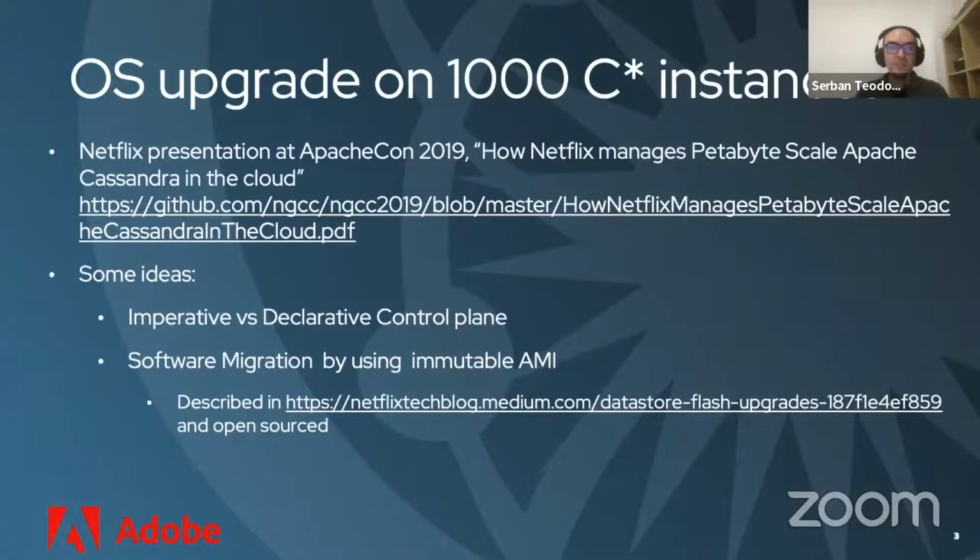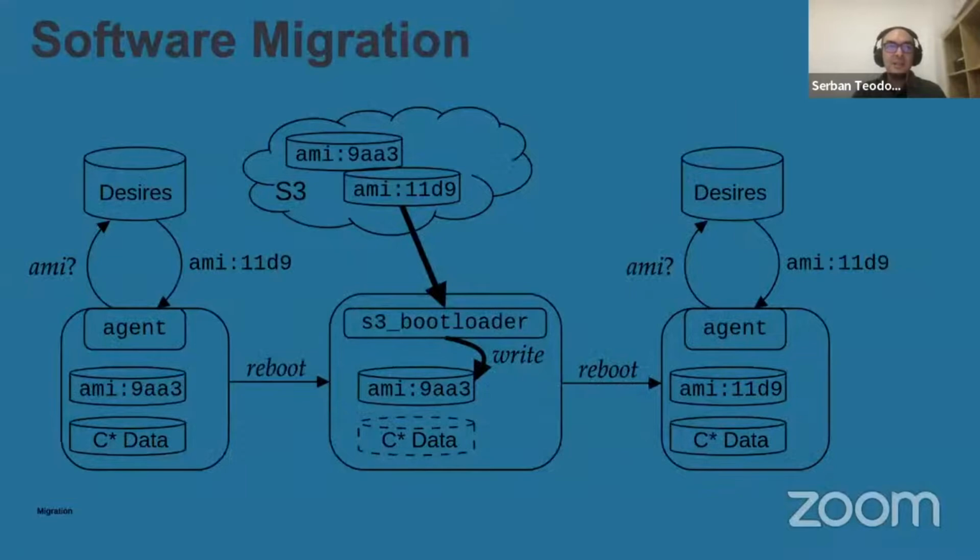Among them, concerns about the imperative versus declarative control plane, and also software migration by using immutable AMI, and this is described in a Netflix Medium blog post. And this was from their presentation. The idea is that you have AWS instances with local data stored on instance store. This is data that is not being persisted when the instance is stopped. So you cannot just replace the root image.